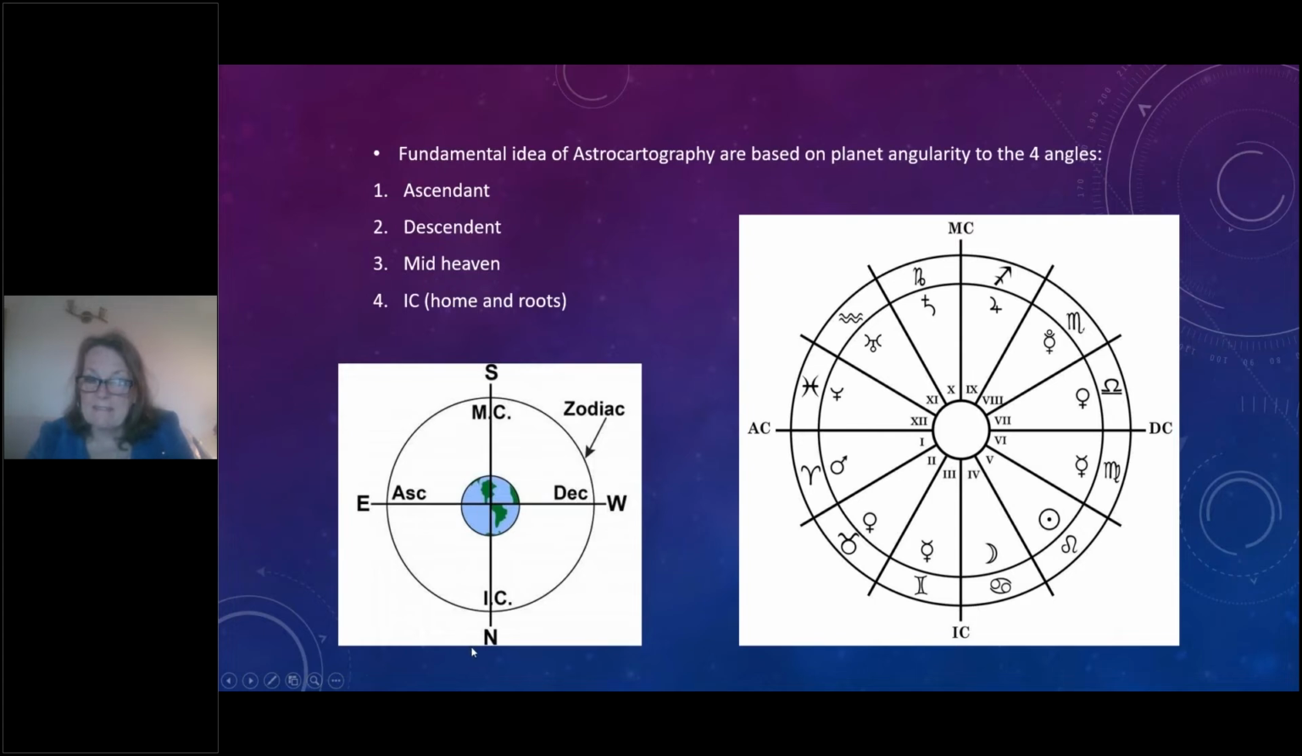The IC down here is Latin for imum coeli. It represents home and roots and family of origin, but also your generational lineage going back generations. So particularly for astrocartography, the IC is hugely important because if somebody relocates, very often they want to feel at home in the new location. So you would always look at the planetary aspects to the IC and what planets are hitting the IC and how they're hitting the IC.